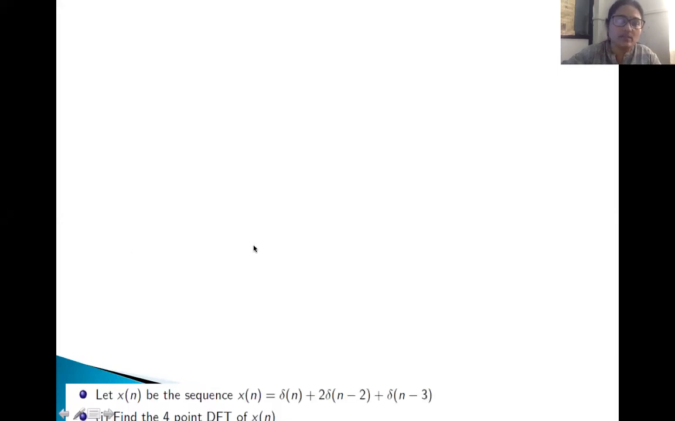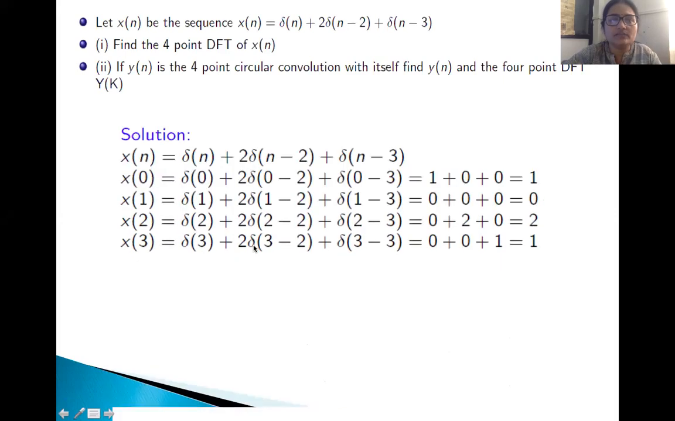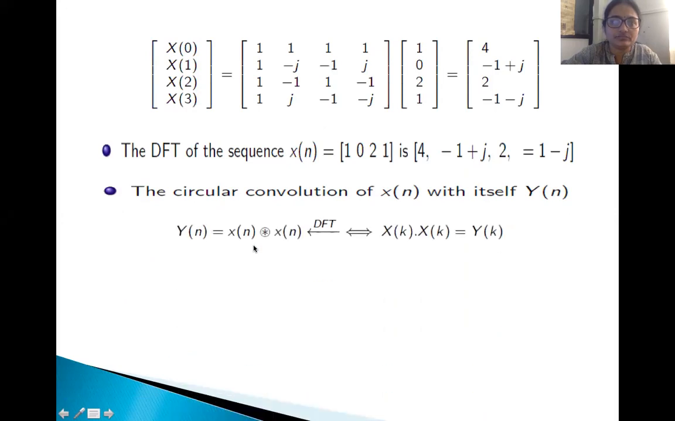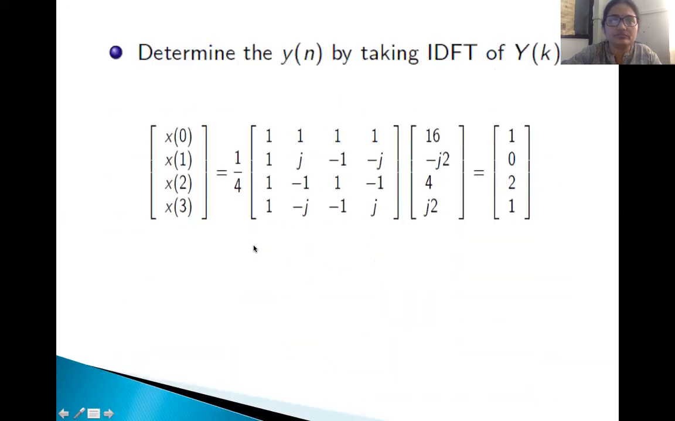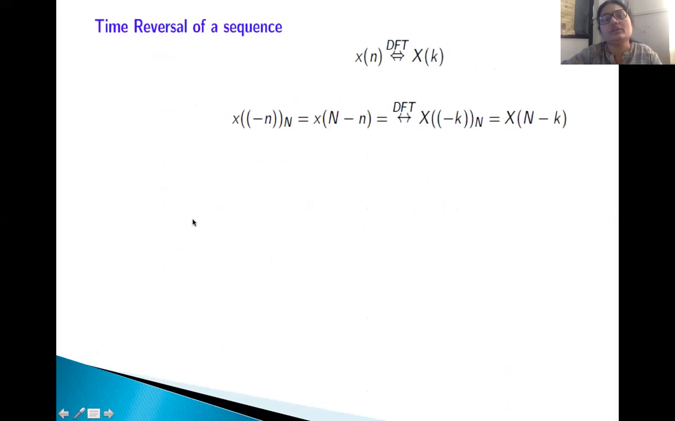The first is time reversal of the sequence. Only two properties are remaining: time reversal of a sequence and frequency shift, which we will see. So let us go through the next property, called time reversal of a sequence. Write down this property, time reversal of sequence.